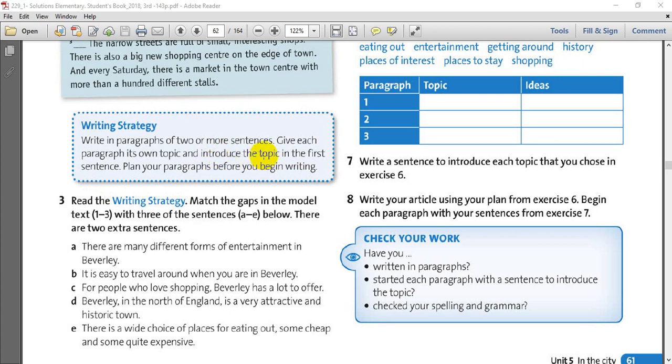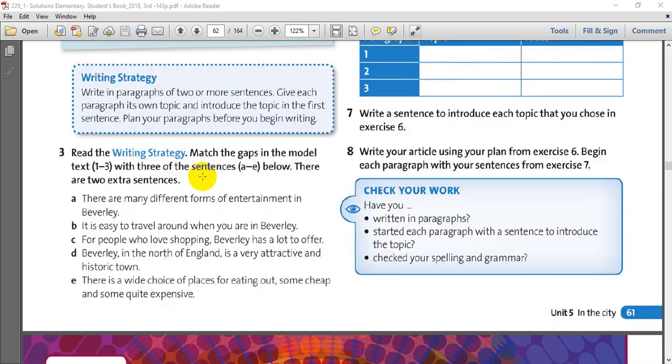Introduce the topic in the first sentence. Plan your paragraphs before you begin writing.